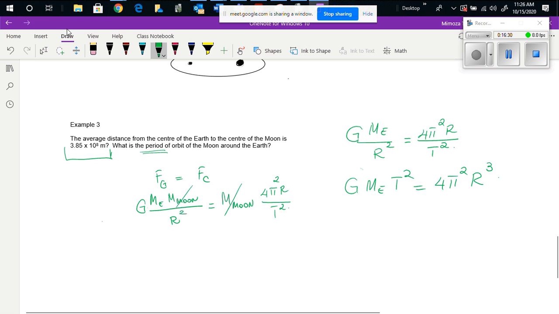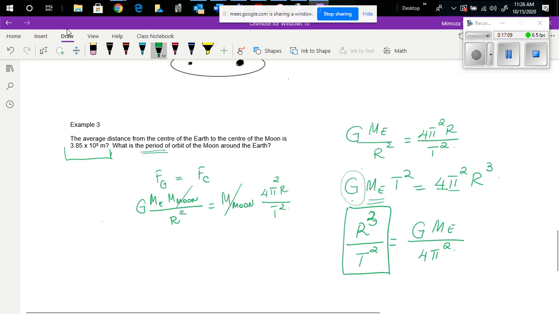So G is a constant, mass of the Earth is considered to be constant, or mass of the Sun, mass of the source in general is considered to be constant. So then 4 and pi squared are constant as well. Then we will have R to the power of 3 over T to the power of 2 is equal to G, mass of the Earth, over 4 pi squared. And this is where the third law of Kepler comes from.